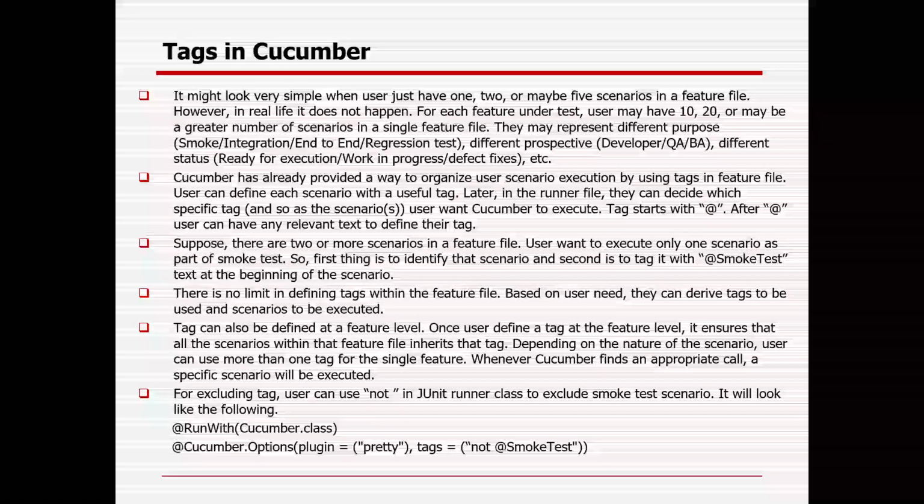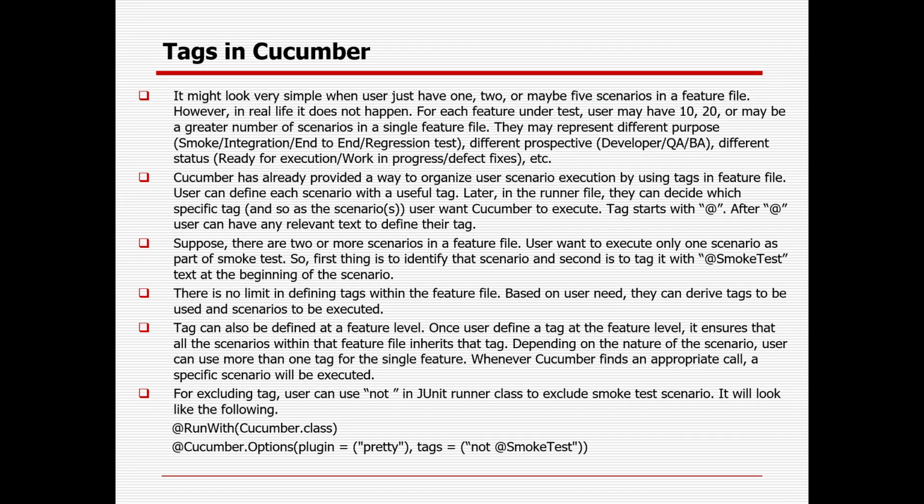Cucumber provides a way to organize scenario execution using tags in the features file. A user can define each scenario with a useful tag. Later, in the runner file, they can decide which specific tags they want Cucumber to execute. Tags should start with the @ sign. After that, you can give the relevant text to define the tag.